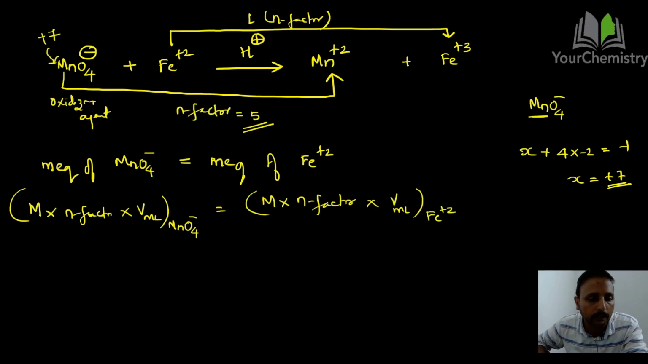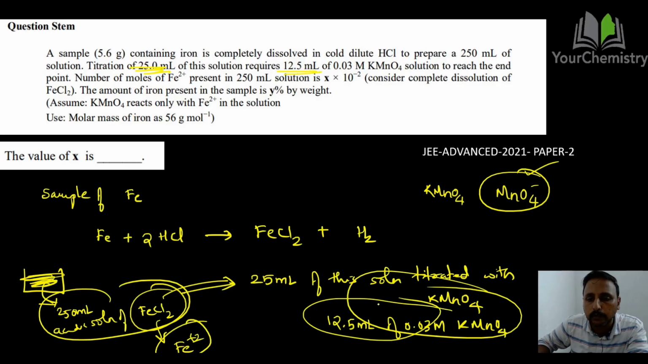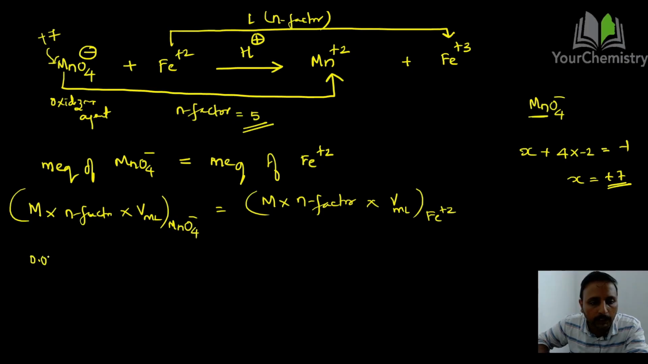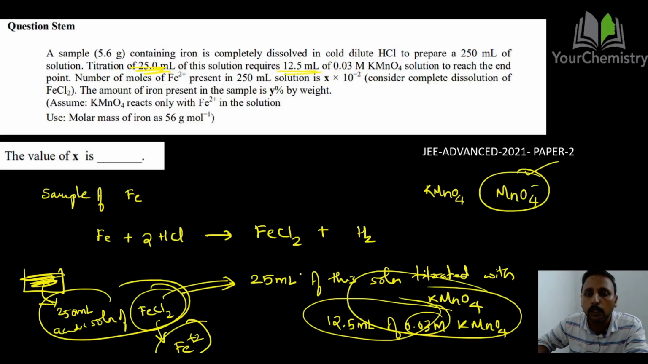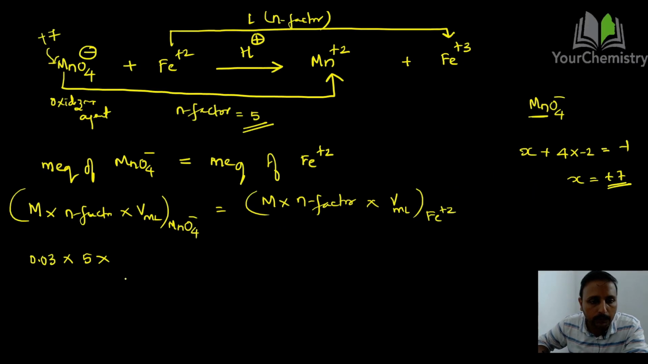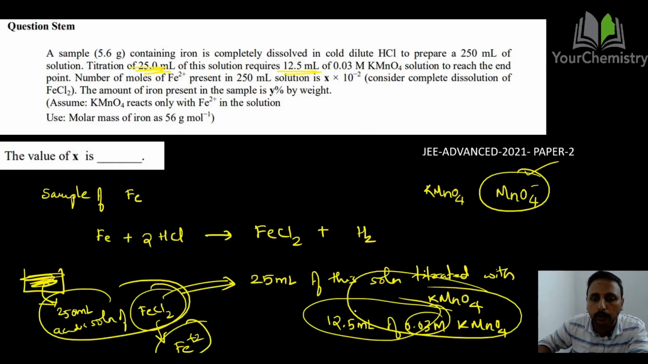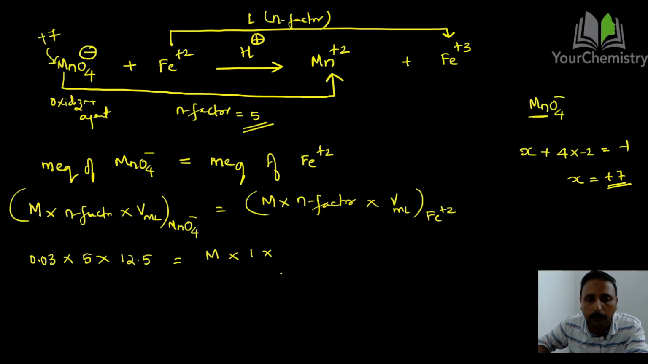So let's substitute the values. What are the values? KMnO4 is 0.03 molar. What is the N factor of KMnO4? 5. How much volume is needed? 12.5 ml used. So I will put 12.5 ml, which is equal to the molarity of Fe +2, which I need to find out, times N factor, which is just 1, we have seen that. What is the volume of Fe +2? I have taken just 25 ml. We titrated, so the volume is 25.